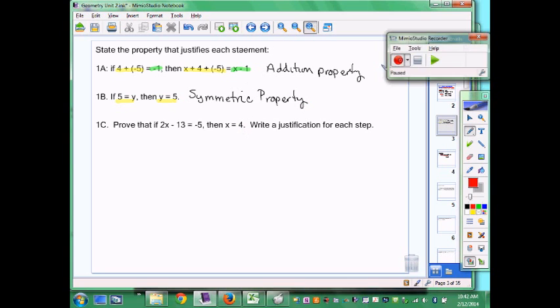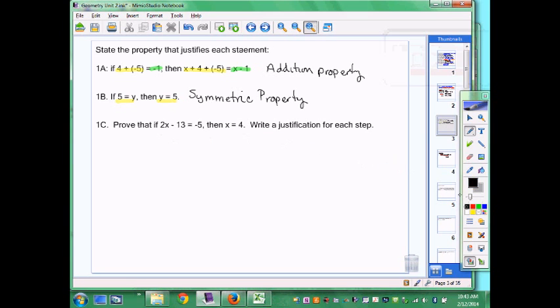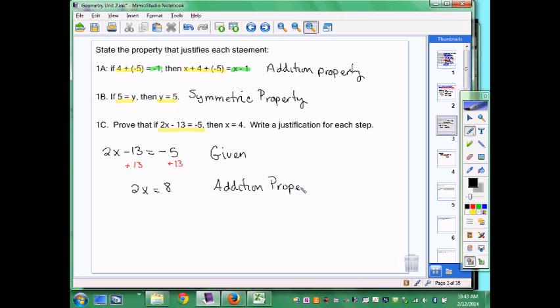Okay. Let's do this one where we write the justifications for each step. So the first thing we do is we take the equation part and write that down. And the reason we can do that is because it's given. The next thing we would do to solve this equation is we would add 13 to both sides. So we get 2x is equal to 8, and that was using the addition property. And then the next thing we would do is we would divide both sides by 2, and we would get x equals 4, and that's because we used the division property.